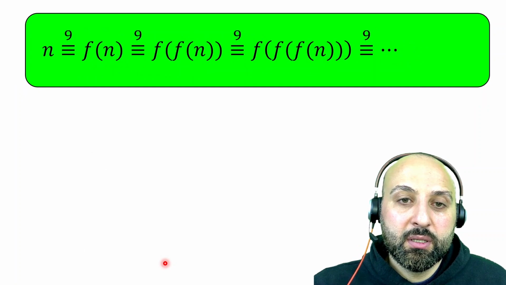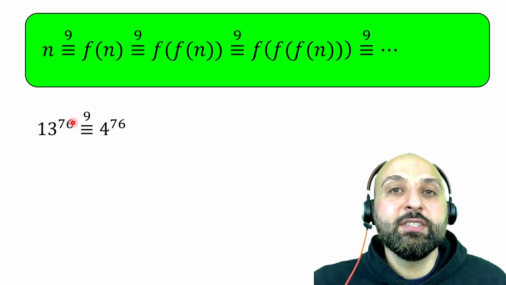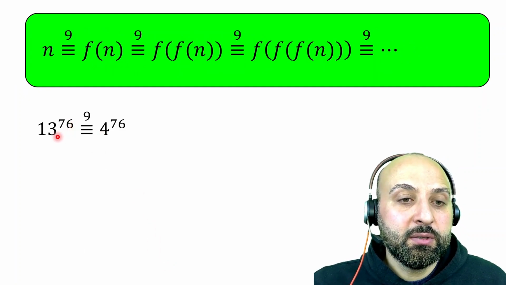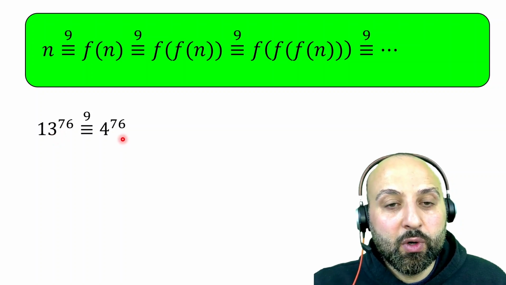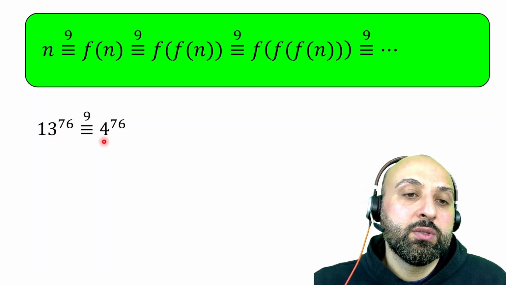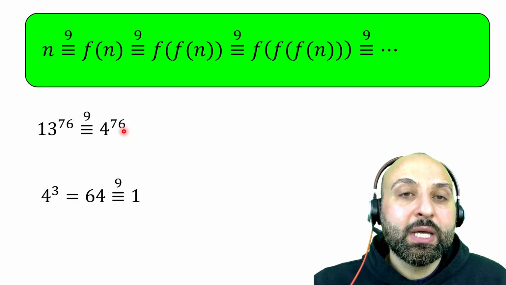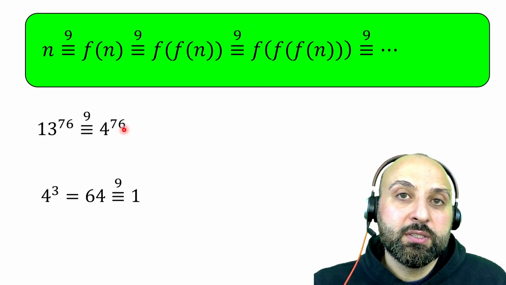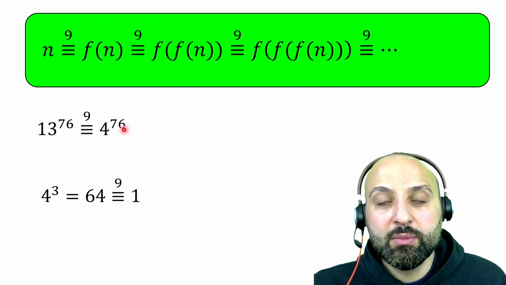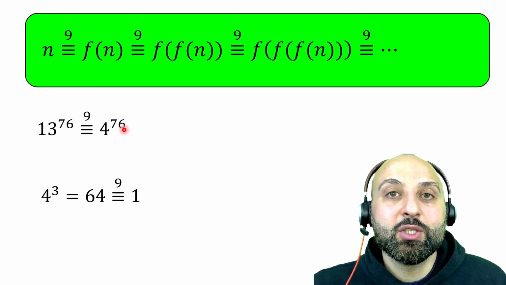All right. Now, we have n0 as 13 power 76. We know that 13 modulo 9 is 4, because 4 plus 9 is 13. So 13 modulo 9 becomes 4, so we need 4 power 76. We also know that 4 power 3 is 64. 64 modulo 9 is 1, because 63 modulo 9 is 0, so it becomes 1.